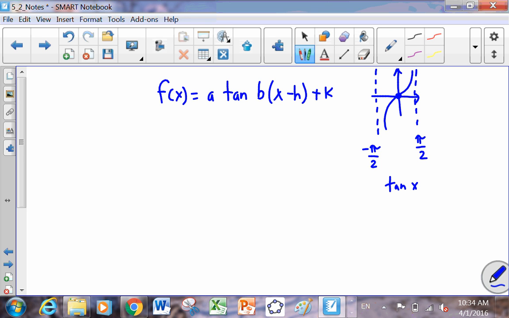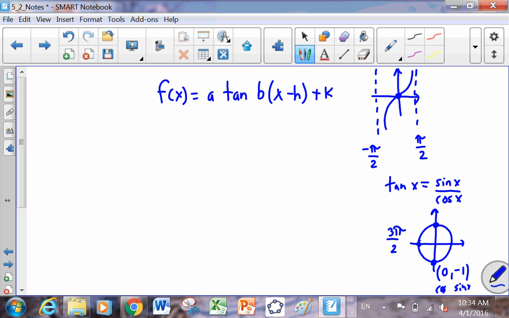So you have to go in your circle. You have to remember tangent is always sine of x over cosine of x. So let's say you want to find it at 3 pi over 2. What you have to do, you have to go in your circle. Where is 3 pi over 2 in your circle? It's here. What are the coordinates here? 0, negative 1. So you have to find sine and cosine. So you have to always refer to your circle, find the sine and cosine values, and divide them.